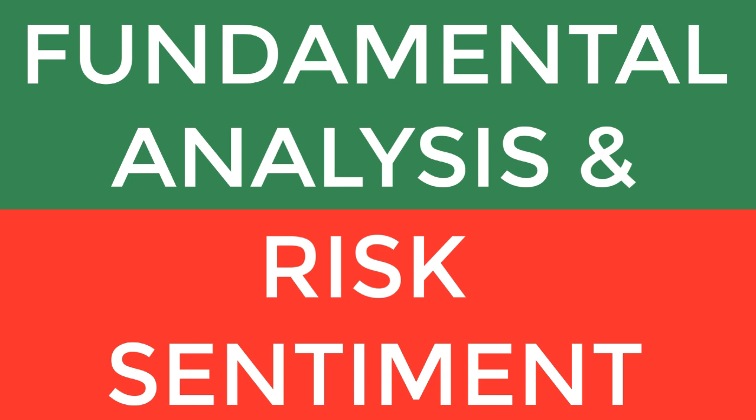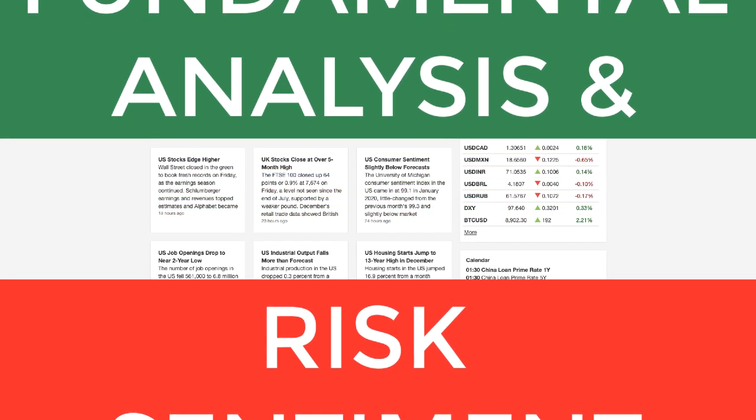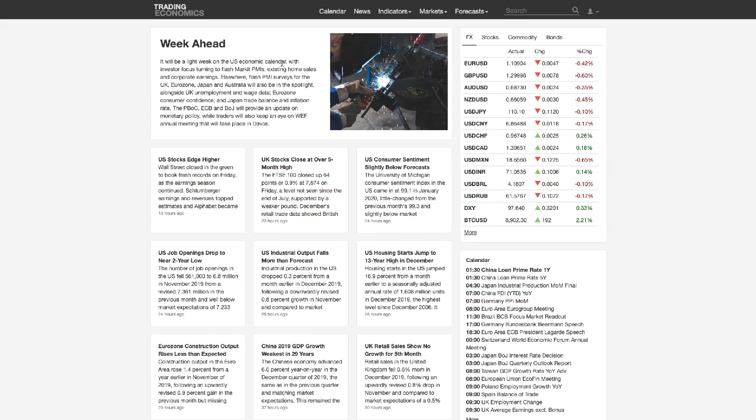Right, so week ahead from Trading Economics, it's going to be a light week on the US economic calendar, with investors turning focus on flash market PMIs, existing home sales, and corporate earnings. So a light one for the US. Elsewhere, flash PMI surveys for the UK, Eurozone, Japan, and Australia will also be in the spotlight, alongside UK unemployment and wage data. That's going to be quite important as well, and I'm going to allude to that in a sec. Eurozone consumer confidence and Japan trade balance and inflation rate are quite important.